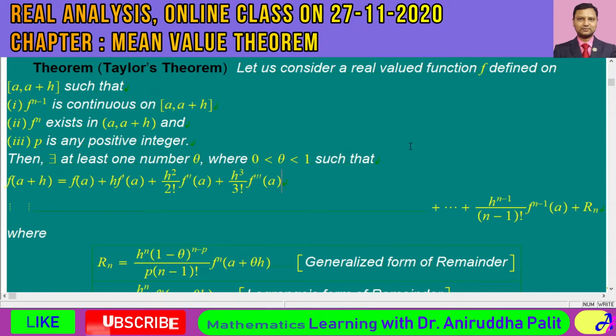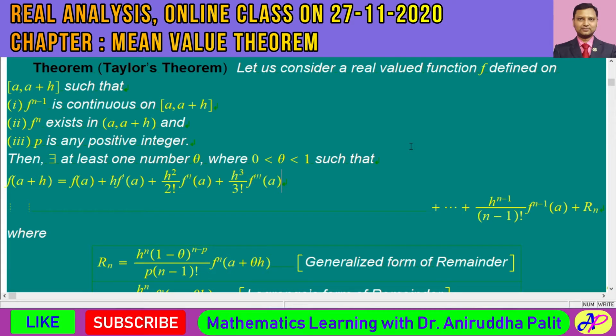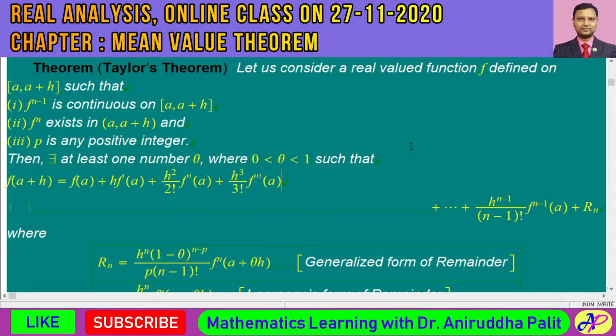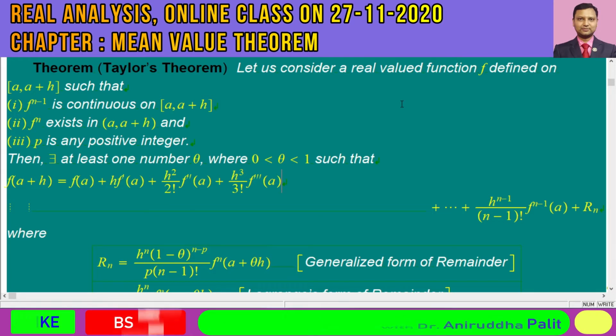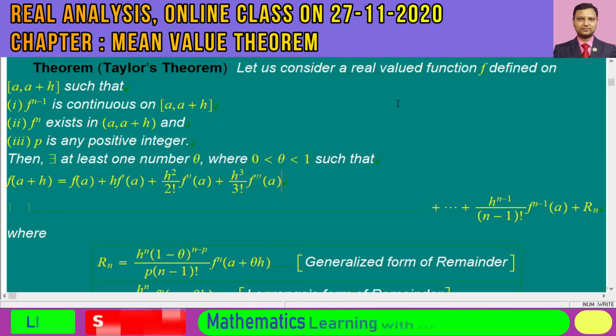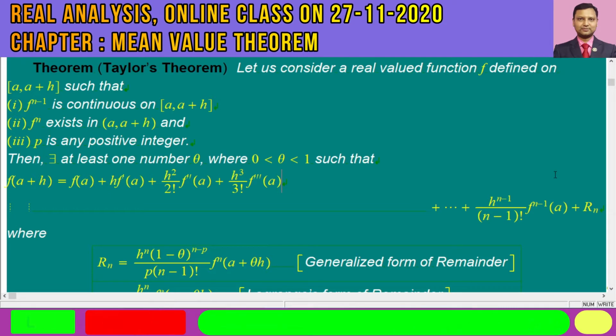Some few more results and small theorems would be there for discussion, but the major theorems will be finished. So today, without wasting time, I'm starting Taylor's theorem. What does it say? Over here, we are considering the h theta form of Taylor's theorem because it is a bit easier to write, for the sake of simplicity.